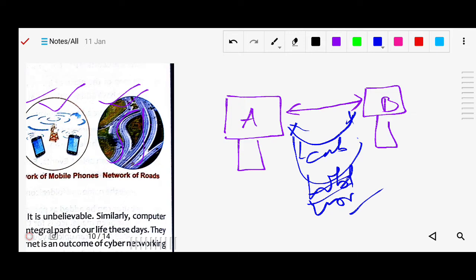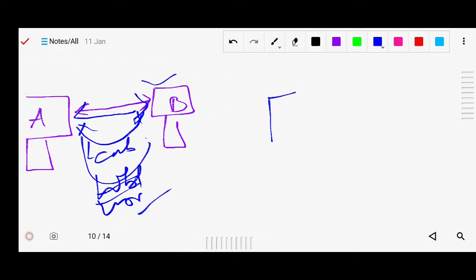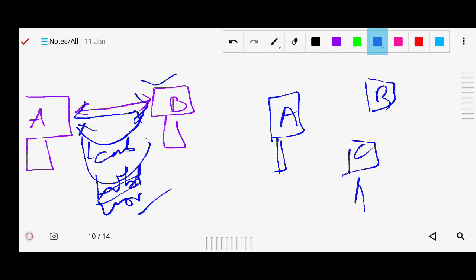So first, computer A and computer B, two computers that are connected, we will say is a network. If more than two computers are connected, that will also be called a computer network, like computers A, B and C, and these all are connected. Two or more computers connected in order to share their resources are in a network.